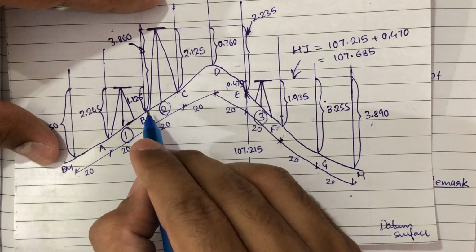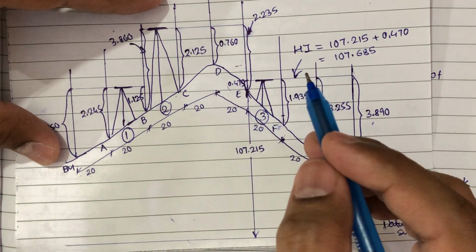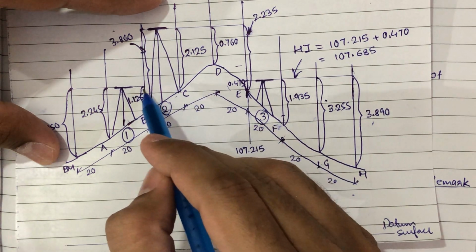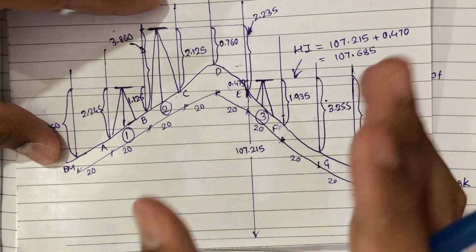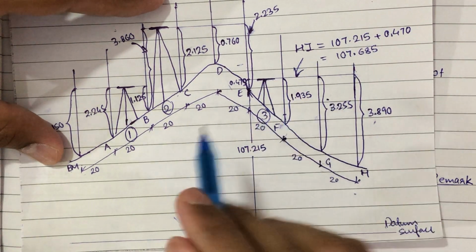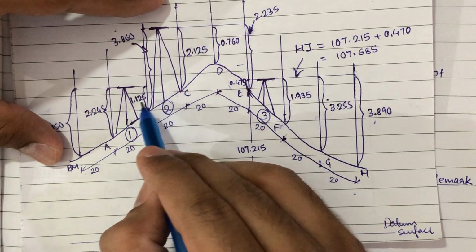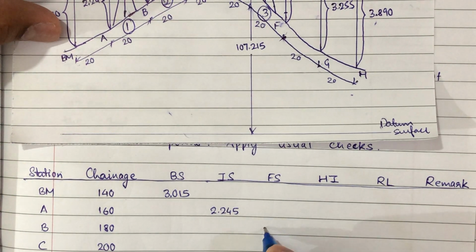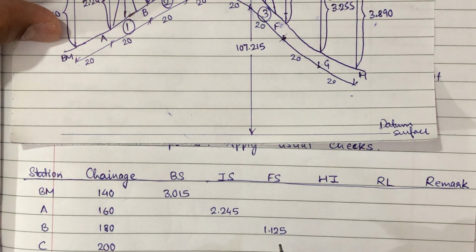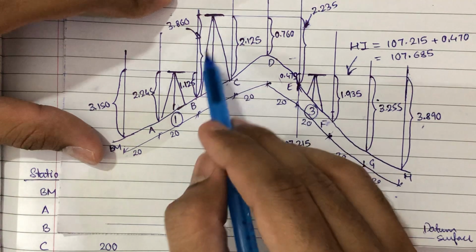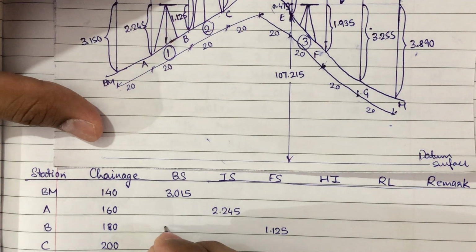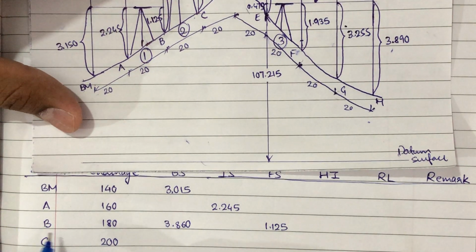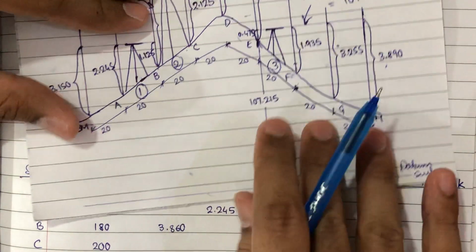Then there is this point B, and this is actually the change point 1, because here the foresight and backsight readings will coincide at this point B. So this is the backsight reading and this is the foresight reading. 1.125 is the foresight and 3.860 is the backsight, and it is coinciding with this point B.